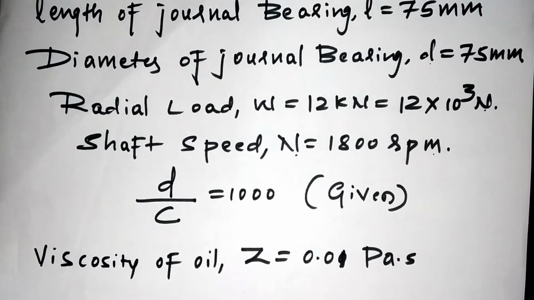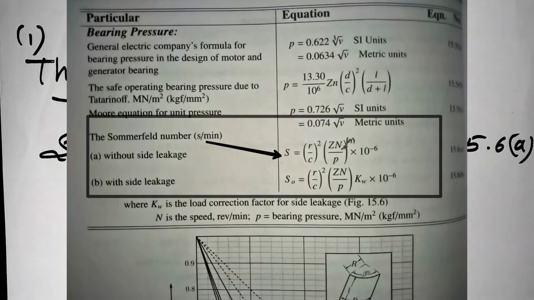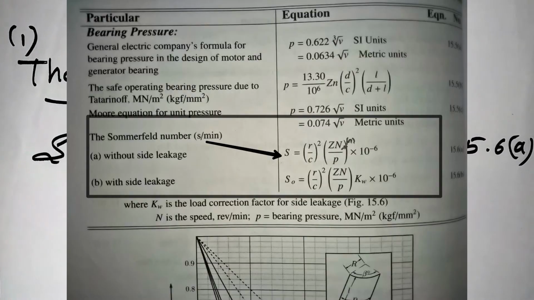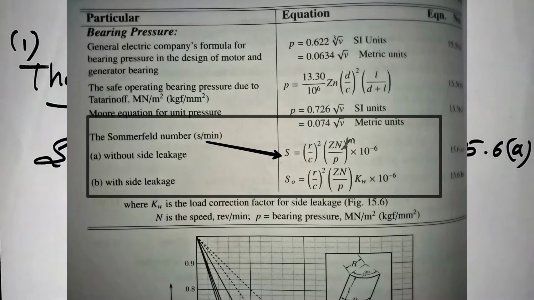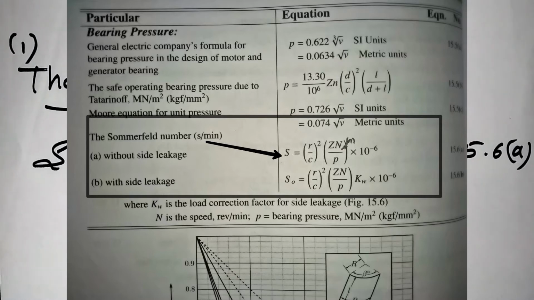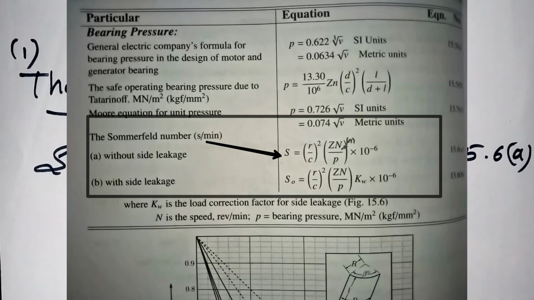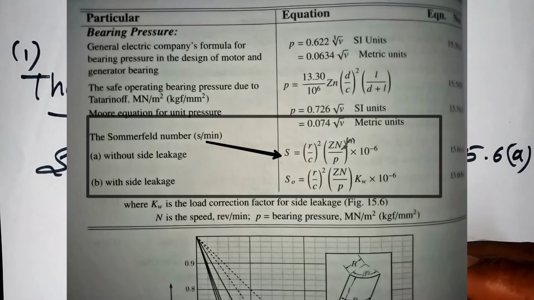So first we will see how to find out the Sommerfeld number. This is the Sommerfeld number equation. Here you can find two equations, that is the Sommerfeld number for without side leakage and with side leakage. In this problem they have not mentioned anything, so I'll go with the Sommerfeld number for without side leakage. In this formula, you can see the formula is r by c whole square into Zn by P into 10 to the power of minus 6.